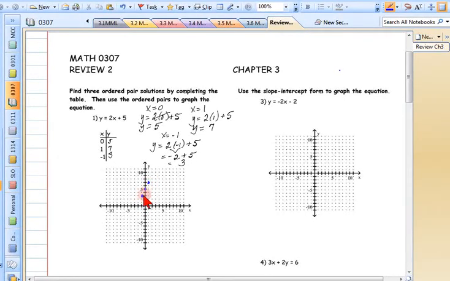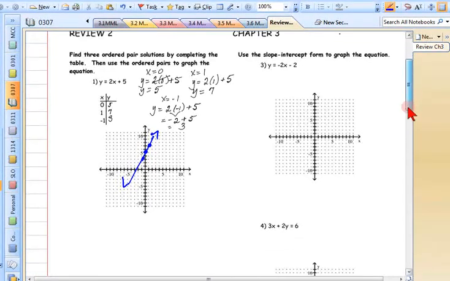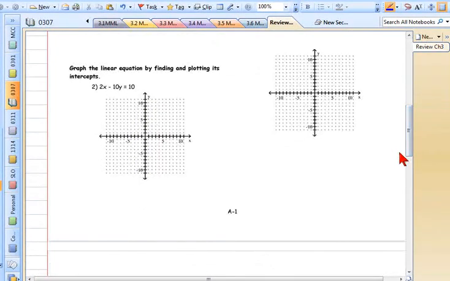Hopefully you can see that these 3 points form a line. Let me find something to use as a ruler. And I have my line. It goes through 1, 2, 3 points that I was able to calculate in my T-chart. So that's question number 1. Question number 2 has different instructions. You're going to want to make sure you pay attention to the instruction.